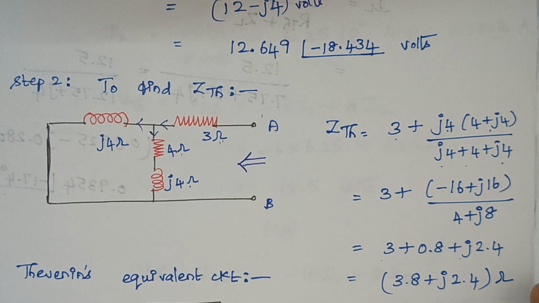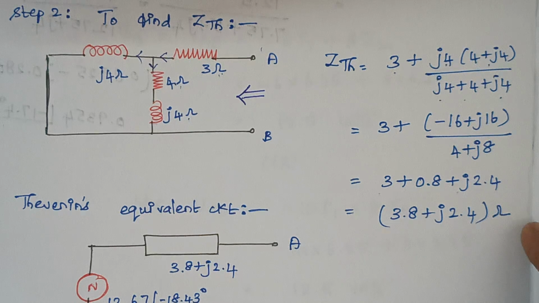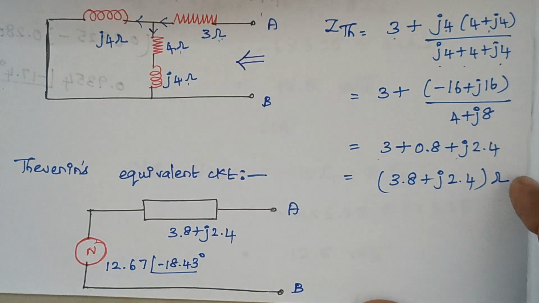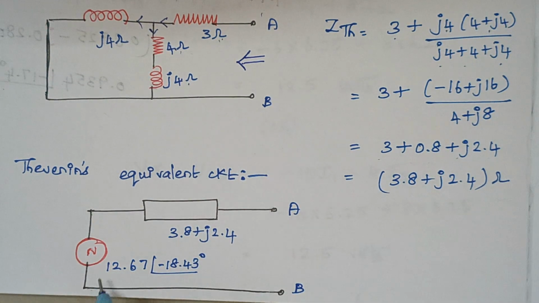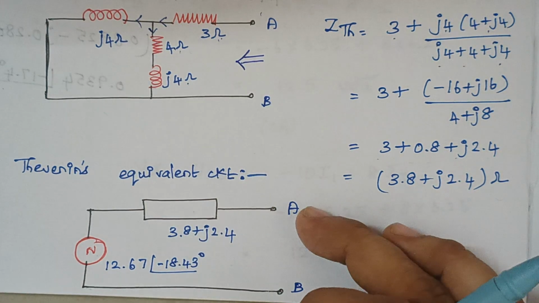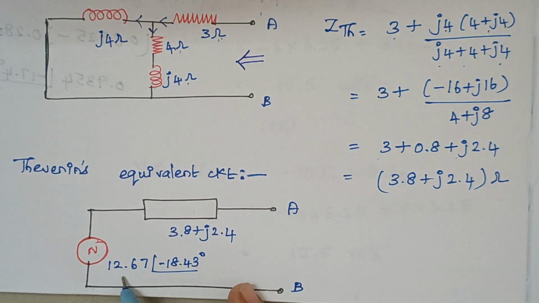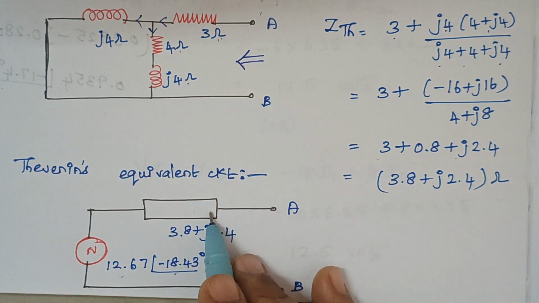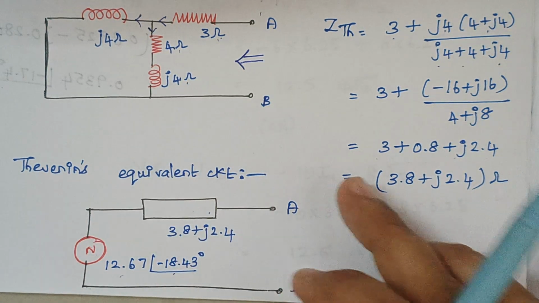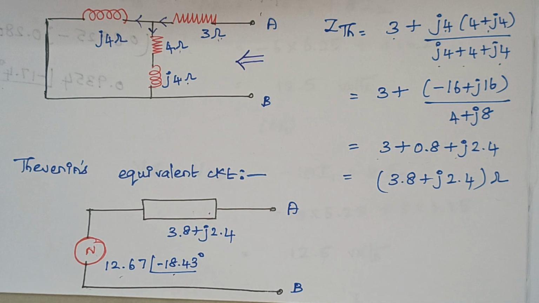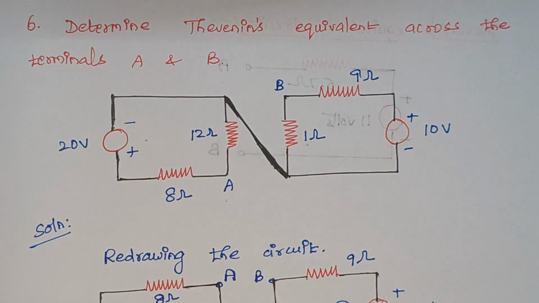The next thing is we need to draw the equivalent circuit. An equivalent circuit of Thevenin should have a voltage source, a Z Thevenin, and a load resistance. Here the value of the load resistance is not given. Therefore, a voltage source and a Z Thevenin. That's it. This is your final Thevenin's equivalent circuit. Now this problem gets over here. We will move on to the next one.